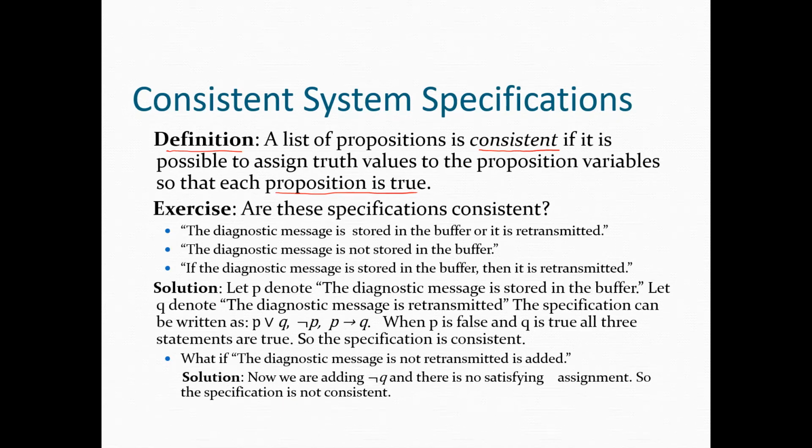So now we have four statements, so we are not able to assign truth values to P and Q for which all four are true. So in this case, system is not consistent.